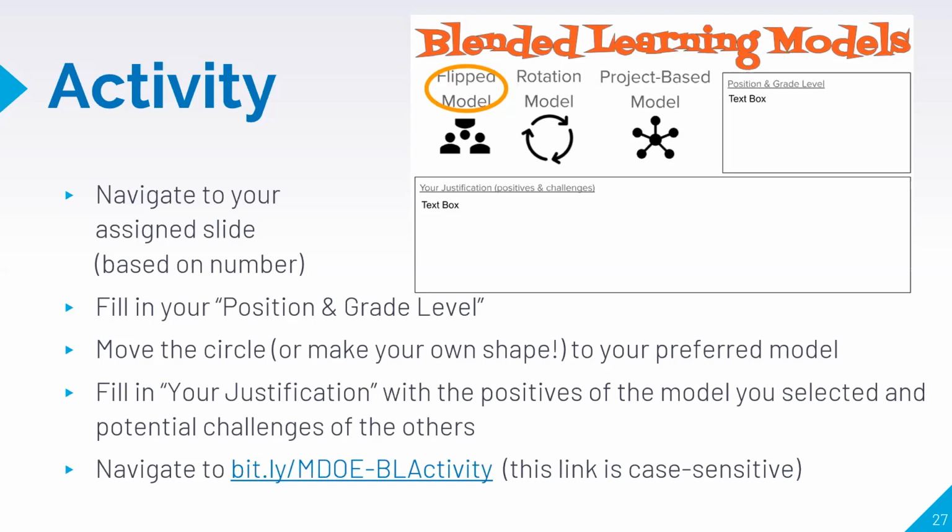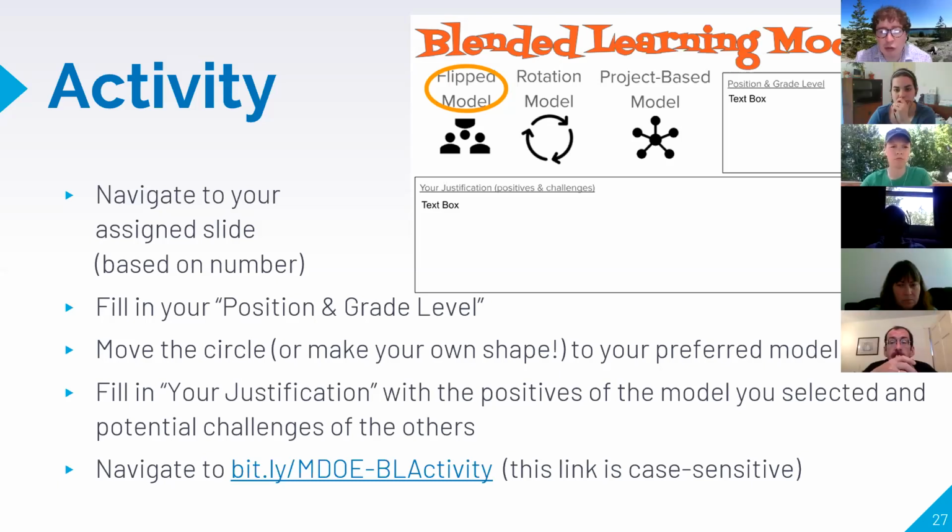So it might be the positives of, I think I would like doing a rotation model, and then maybe give some examples of why. Maybe you've used it in the past previously. Maybe you think you could adapt it more easily based on what you focus on in your classroom. Or it might be that you want to say, I think the project-based one would be really difficult for my kids because of yada, yada, yada.